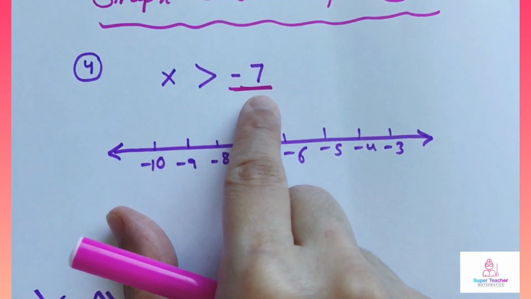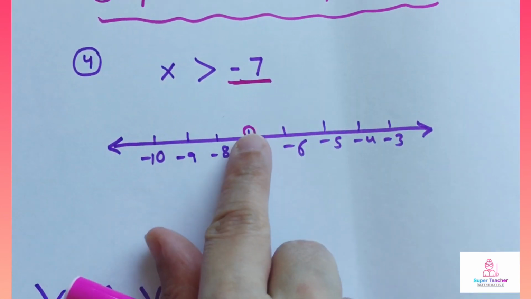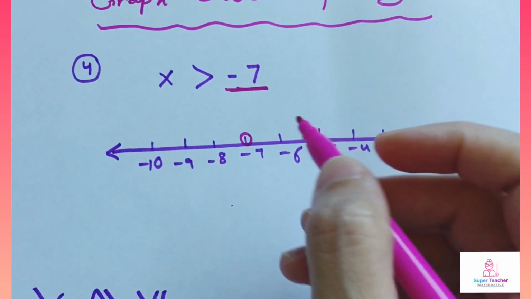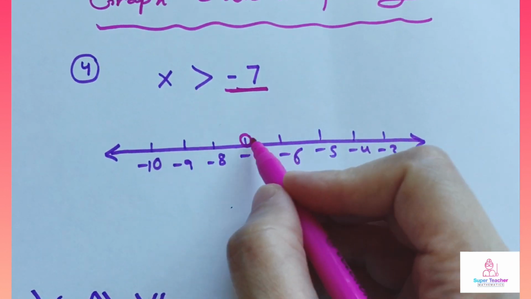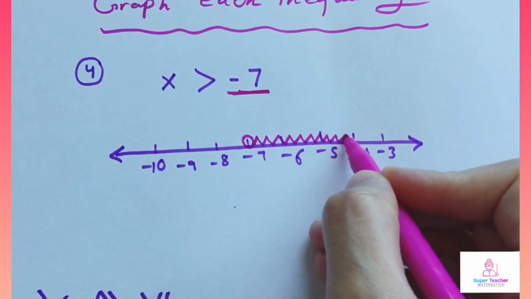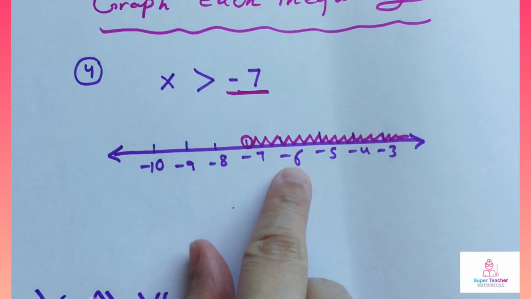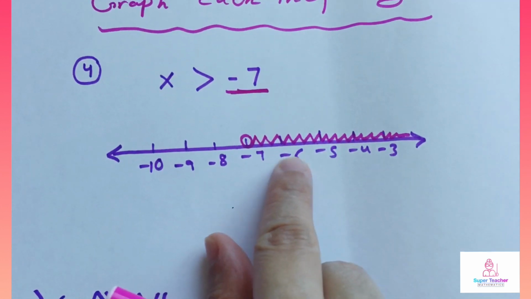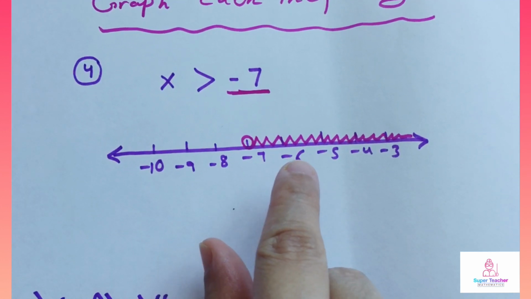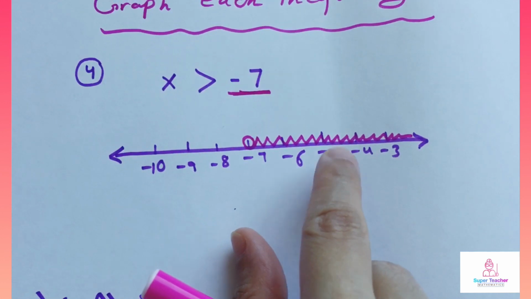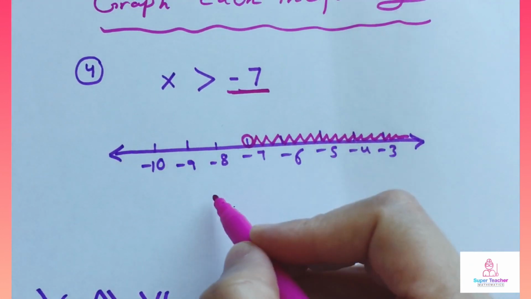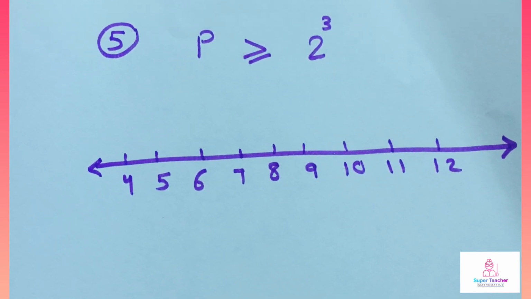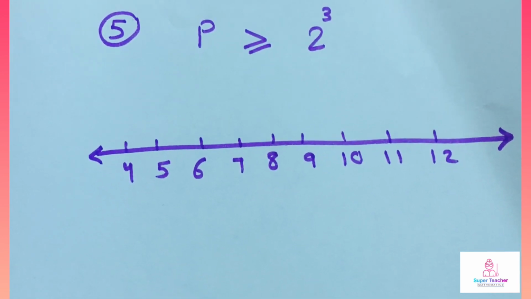X is greater than -7, so will it be the right side or the left side? Now be careful, these are negative numbers. Negative numbers means this side is greater. Why? -6 is greater than -7, -5 is greater than -7, so all these numbers are greater than -7 because they are negative numbers, not positive numbers. Okay, done.